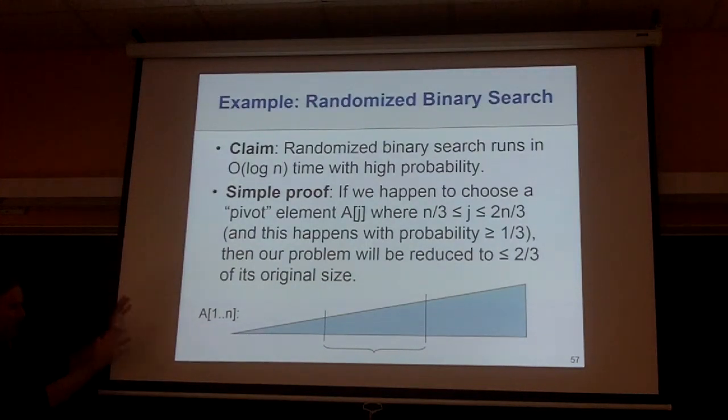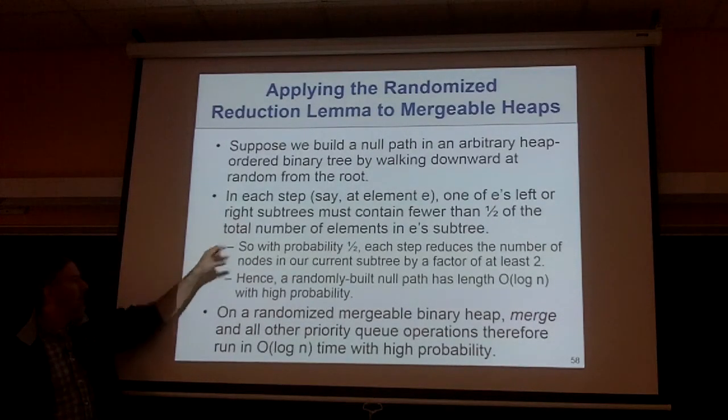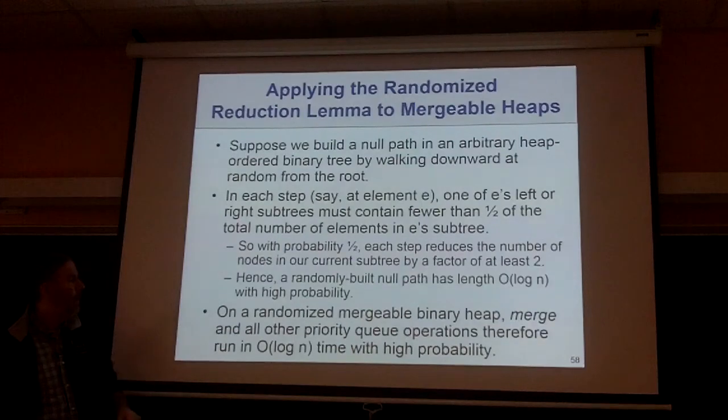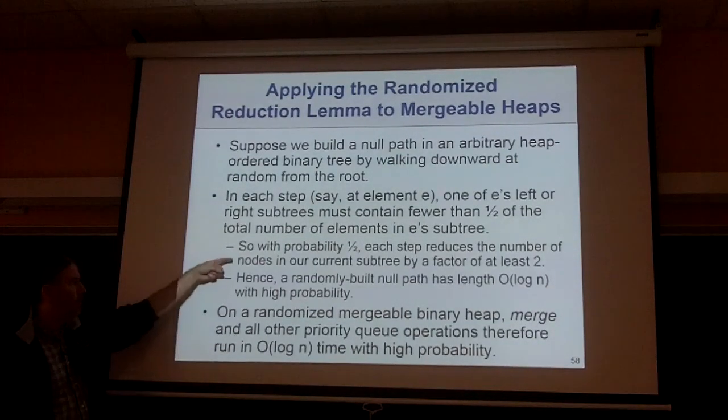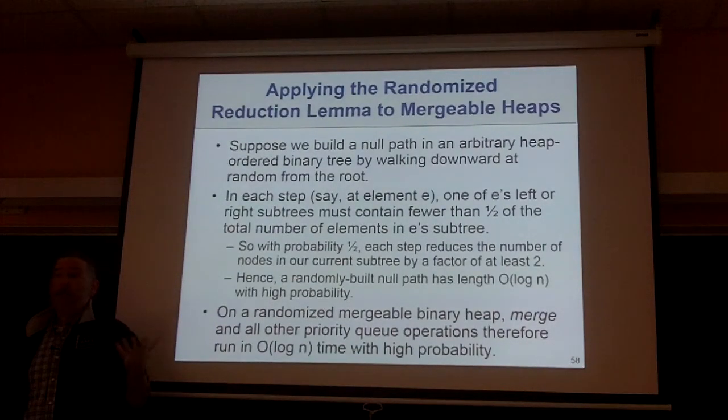So this is a prototypical use of randomized reduction. Another example is for mergeable heaps. In each step, if you're taking a random null path, with probability 1/2, you step to the good child, and so you reduce the number of nodes in your current subtree by a factor of at least 2. And you're done, right? Because now how long is a random null path? It's order log n with high probability.